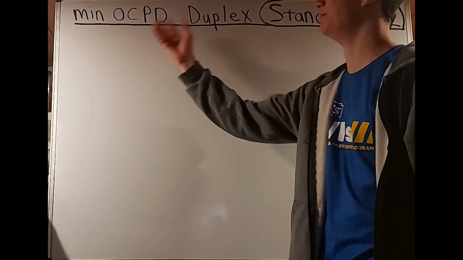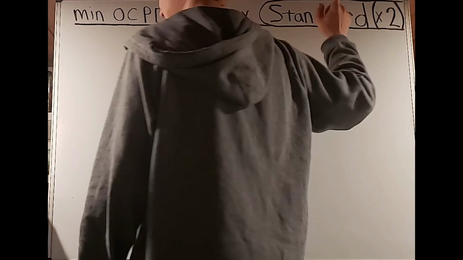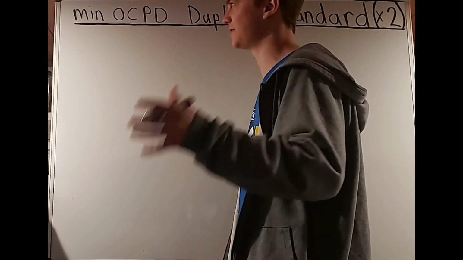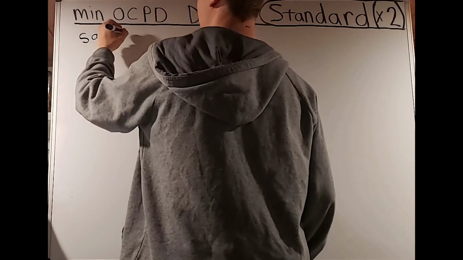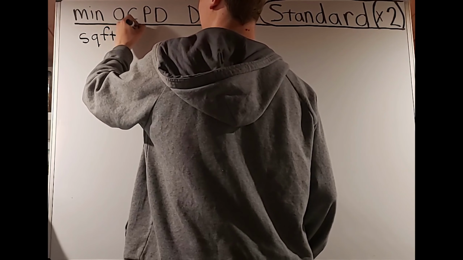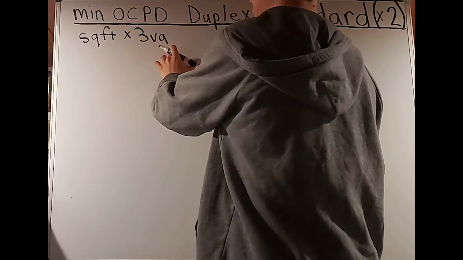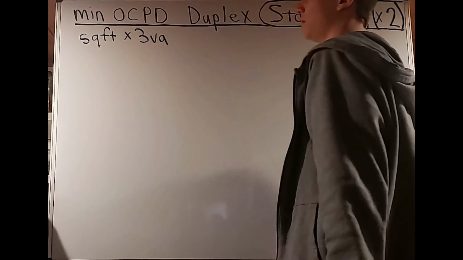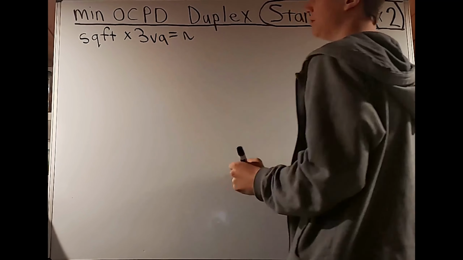We're trying to find the minimum overcurrent protection device. We have a duplex unit, and we're using the standard method. Here's the rules, and then there's going to be an example after this. Of course, we're going to get the square footage of the house, and we're going to get that and times it by 3 volt amps. In other words, we're going to have 3 volt amps per square foot, which is according to the codebook's rules. From here, we're going to get a certain number. I'm just going to call N.